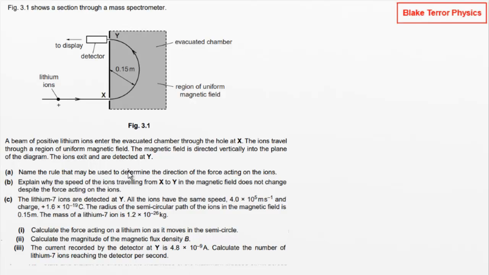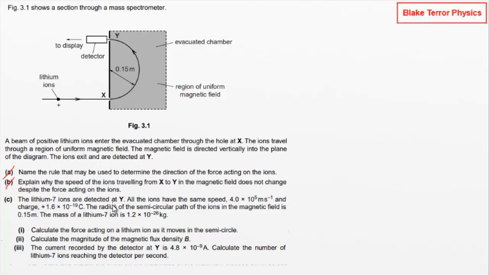Name the rule that may be used to determine the direction of the force acting on the ions. Right, so Fleming's left-hand rule. Explain why the speed of the ions travelling from X to Y in the magnetic field does not change despite the force acting on the ions. The force acting on the ions is not in the direction of motion of the ions, so there is no work done by the force on the ions. These are two fairly standard questions that come up even in our classical mechanics stuff when we're doing circular motion.